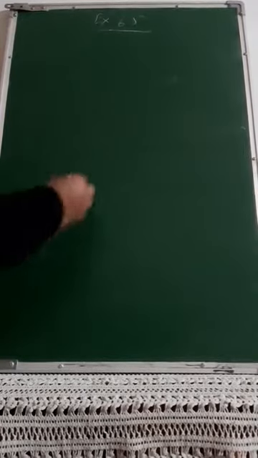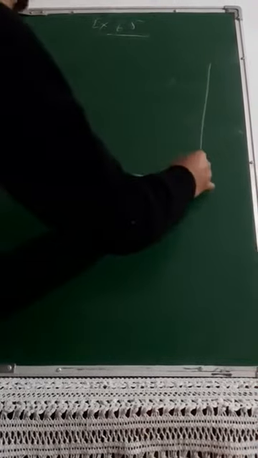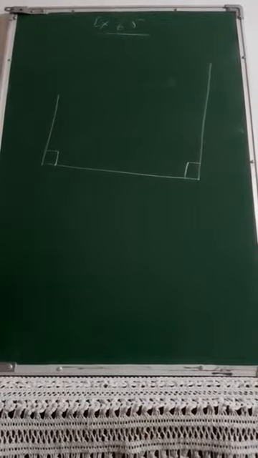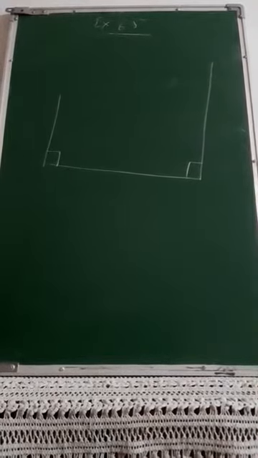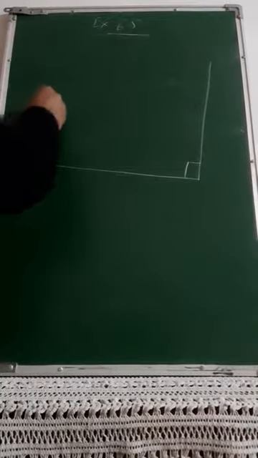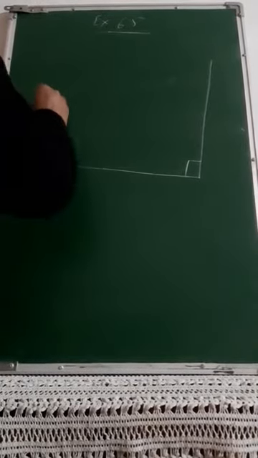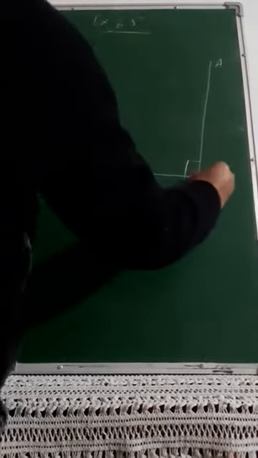You know the poles are always standing on the ground, so be practical in such questions. And do not forget that the poles are standing at an angle of 90 degrees with respect to the ground. Suppose one pole I am taking is PQ and another pole I am taking is AB.